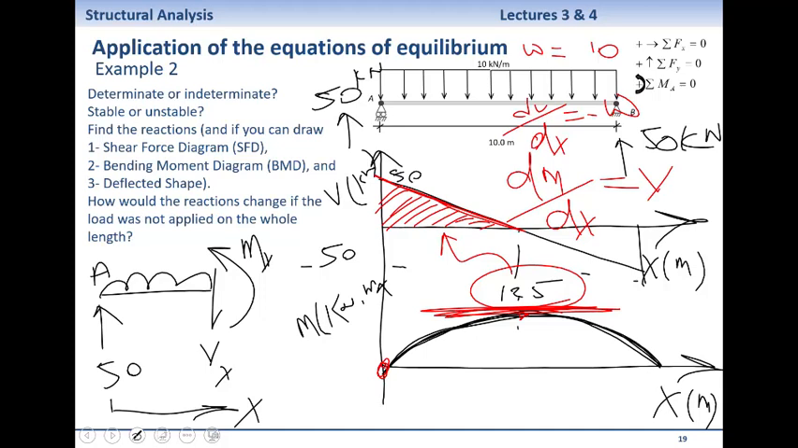How much area have you got there? Again, negative 50 times 5 divided by 2. But this time negative, negative 125. How much has the bending moment changed from this point moving to this point? Negative 125.